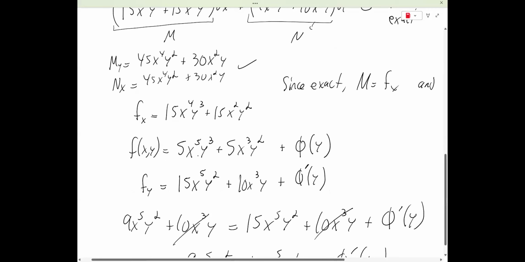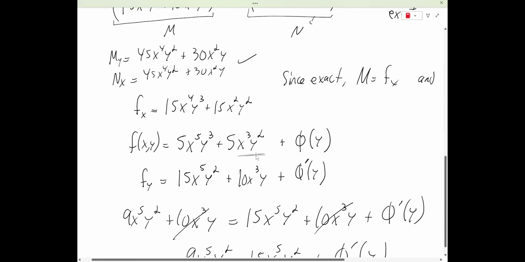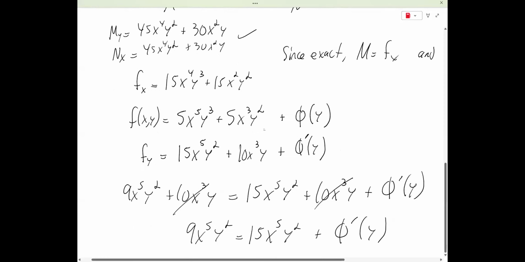I think that would be right. That looks okay to me. And then the antiderivative with respect to x is here, plus a function of y. Now I'll take the partial with respect to y. That would be 15x to the fifth y squared plus 10x cubed y. I'm not sure what's going to happen here. Plus that.